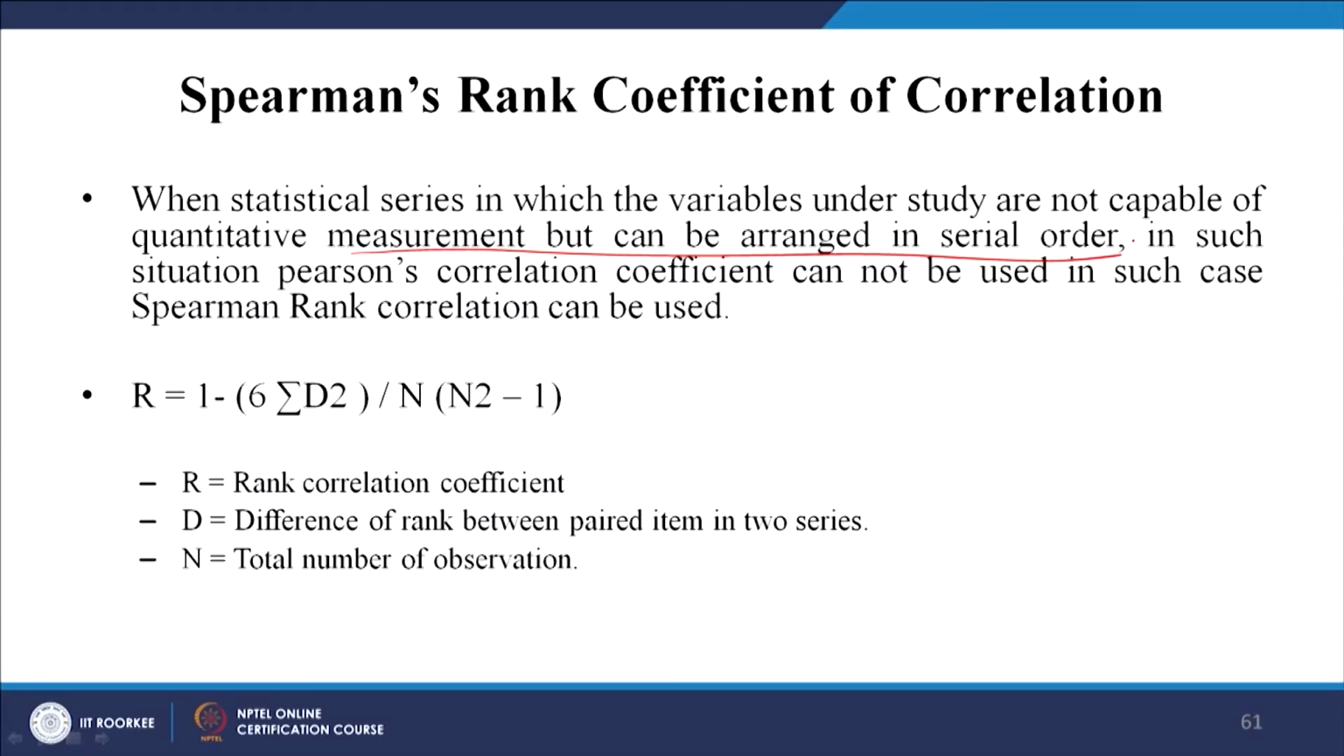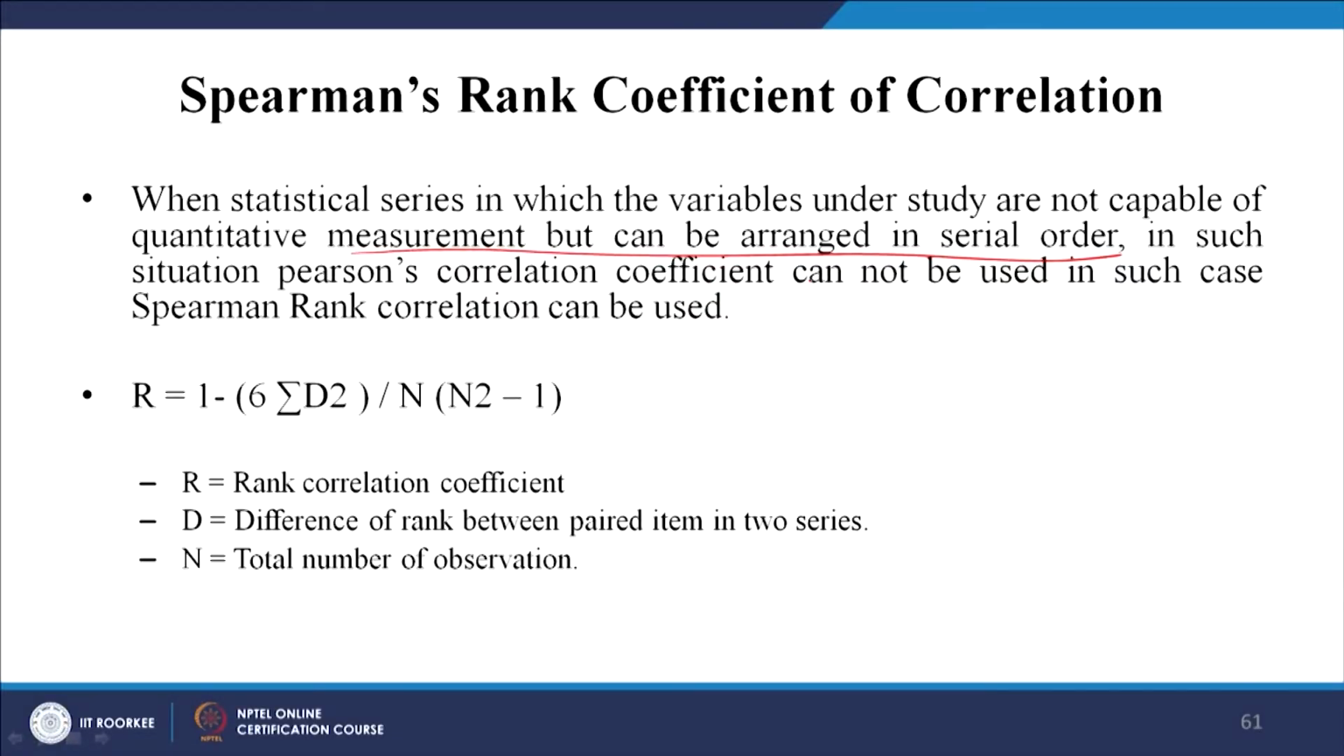So, this Spearman's rank correlation coefficient is nothing but a study in which the data is of a non-parametric nature, right. The variables are not capable of quantitative measurement, but can be arranged in a serial order. So, they do not follow a normal distribution because they are not collected in a continuous manner. One of the assumptions for a correlation is that it should be in a ratio or interval scale, but here it is not; rather it is in an order, that means an ordinal scale. In such a situation, Pearson's correlation coefficient cannot be used, right, and we use Spearman's correlation.